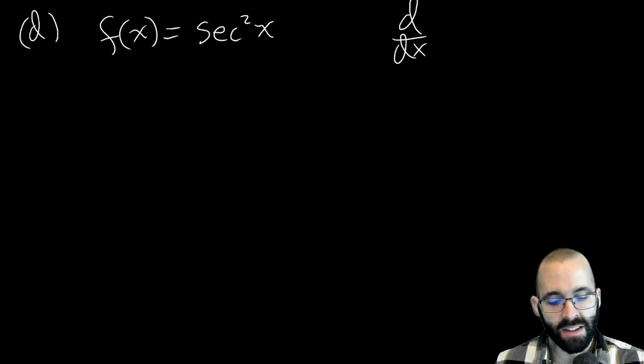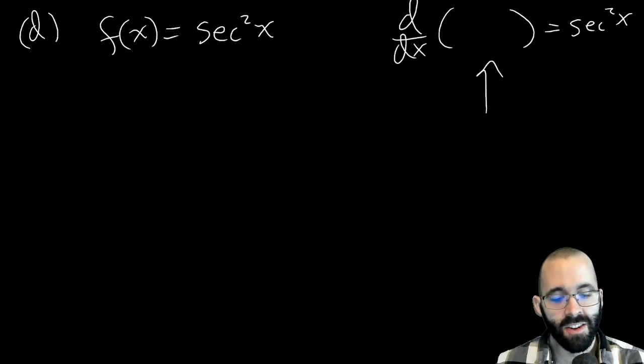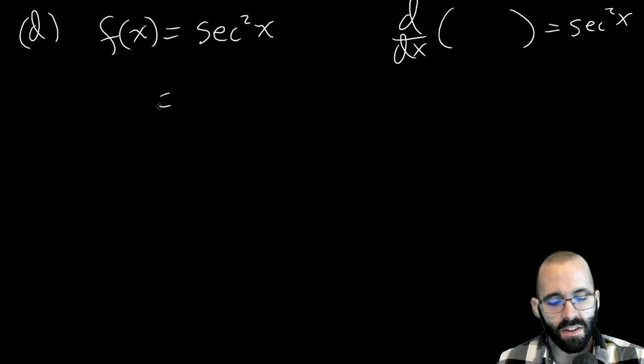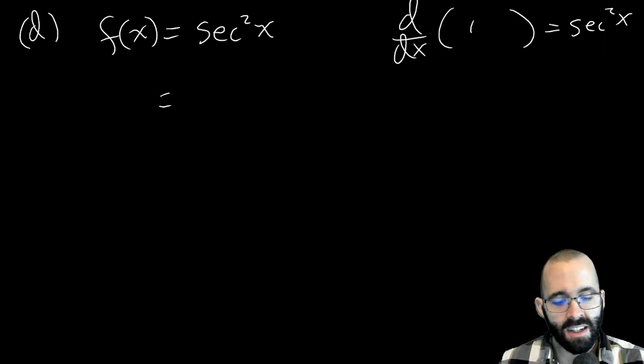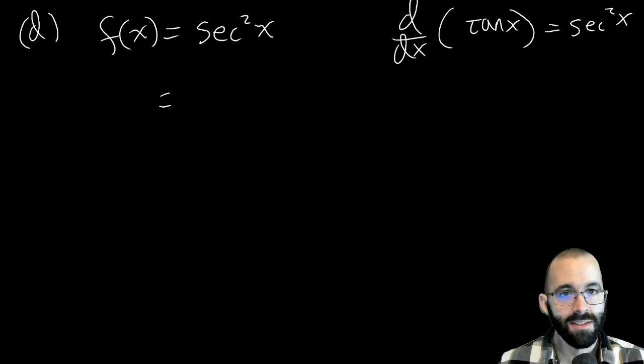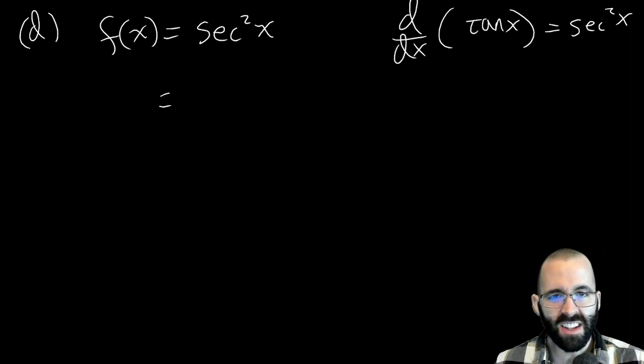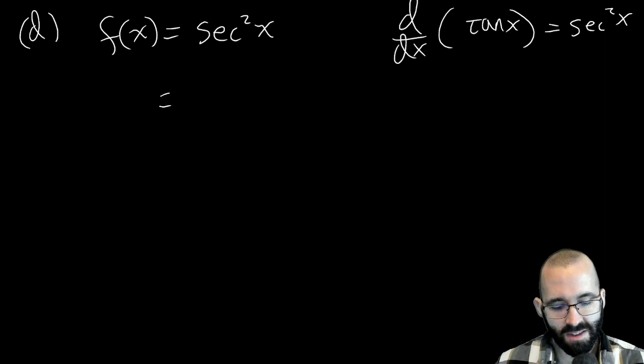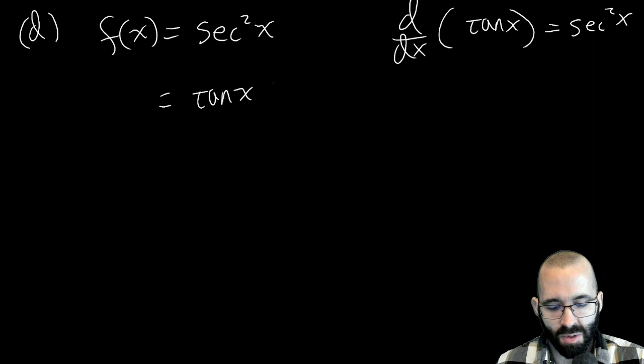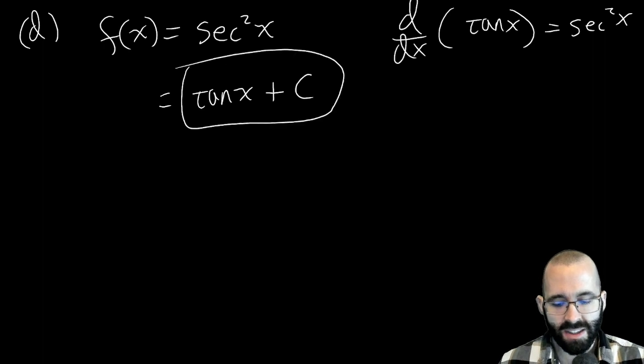Here's another way of doing these problems. The derivative of what is equal to secant squared of x? This is our antiderivative. So what do we take the derivative of that gives secant squared? Tangent. In fact, that's probably the best way of approaching these problems. I should have phrased it that way in the previous ones. So this is just going to be tangent of x plus c, and we can check our answer by taking the derivative.